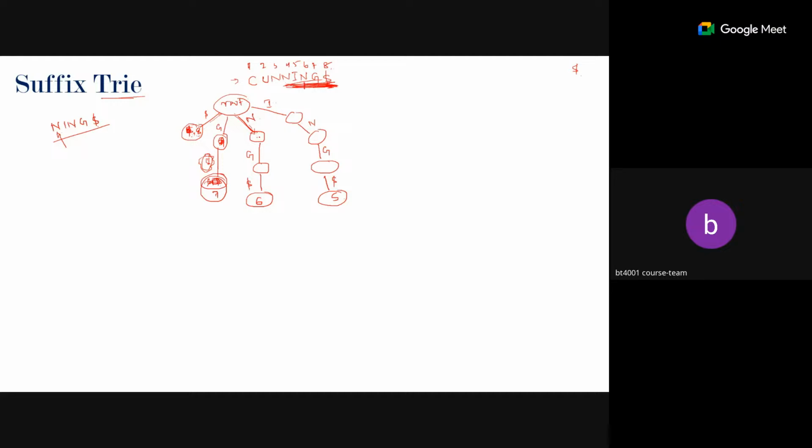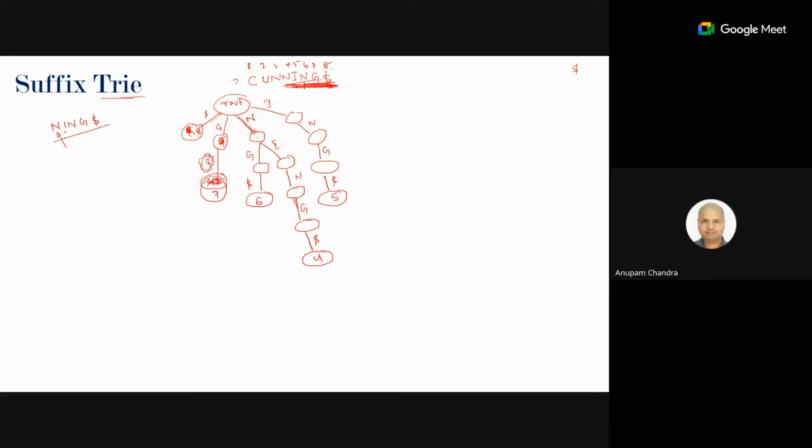Now here in n, I am trying to find I. It is not a child of this n, so I'll just add another edge for I. Then I have ng dollar, and then dollar, and this starts from position 4. So I'll store 4 in the leaf.